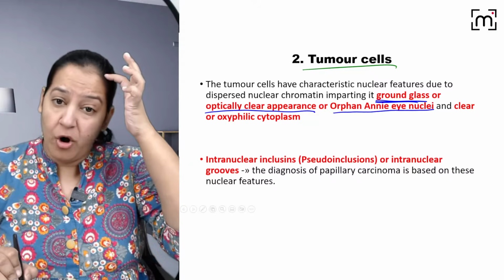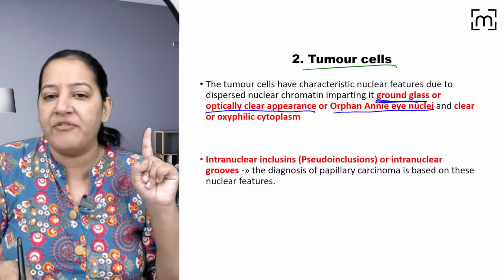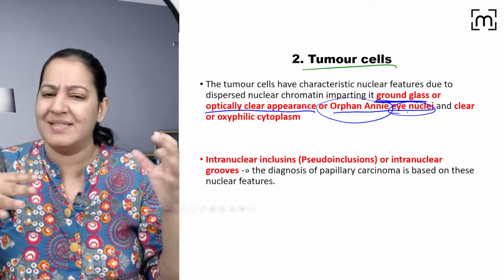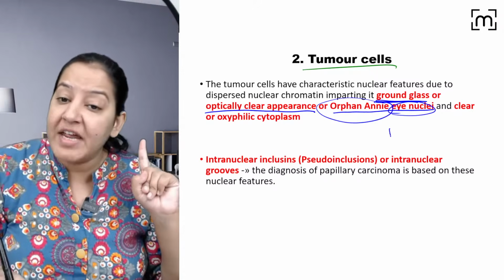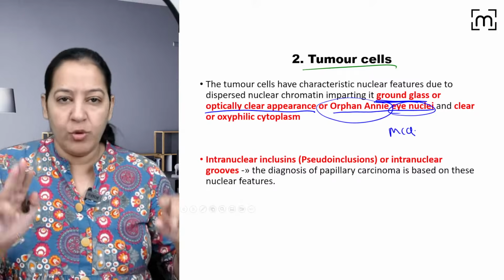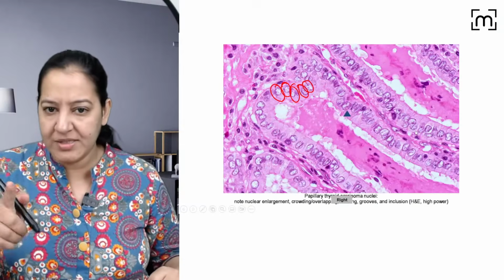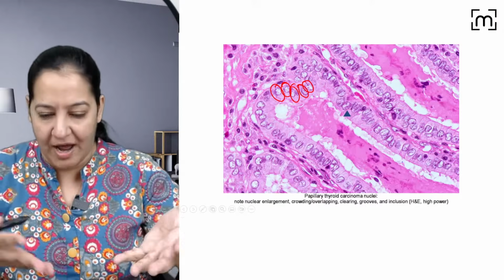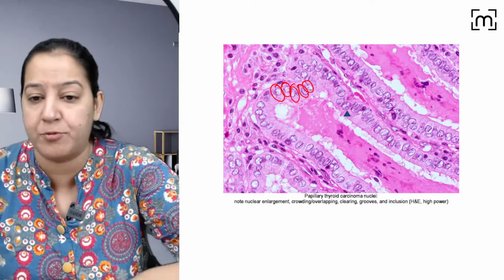Orphan Annie Eye nuclei, right? I forgot to put the diagram of Orphan Annie. Orphan Annie is a child, right? Her eyes look like ground glass. This term is given to that. It is a very important MCQ, right? So we have given 3 terms to the nucleus. I will show you. Can you see here the nucleus? If you can concentrate, I cannot zoom it out. I don't have the zooming property here.